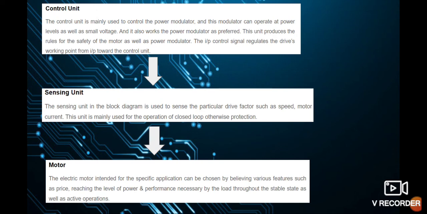Next is the sensing unit. The sensing unit in the block diagram is basically used to sense the particular drive factors such as speed and motor current.